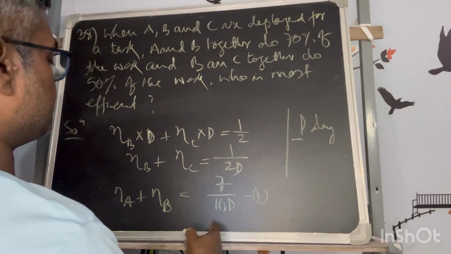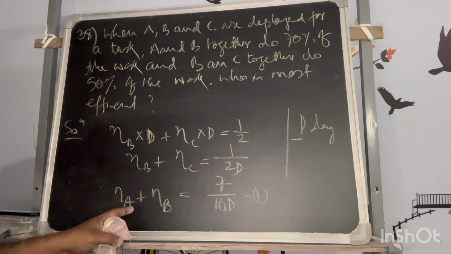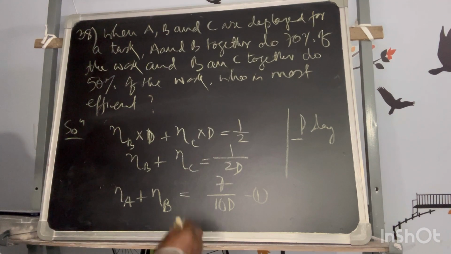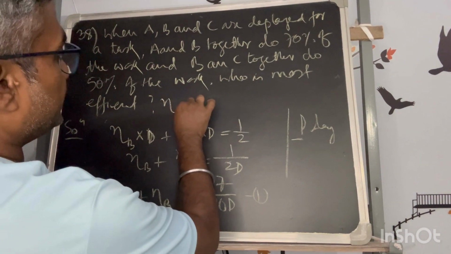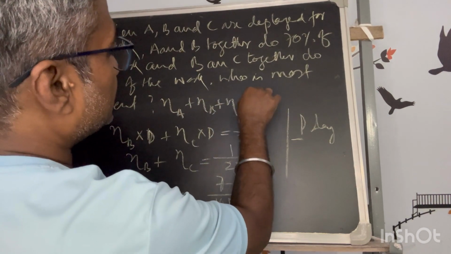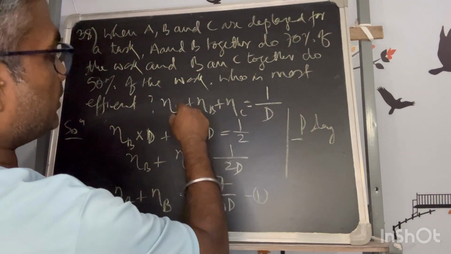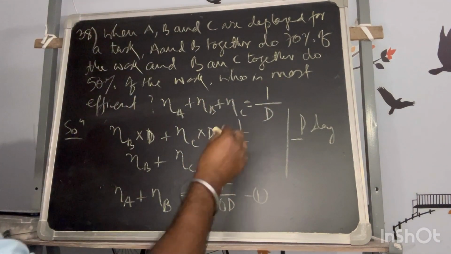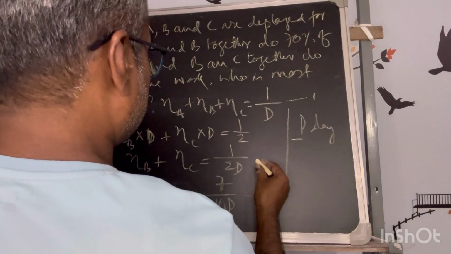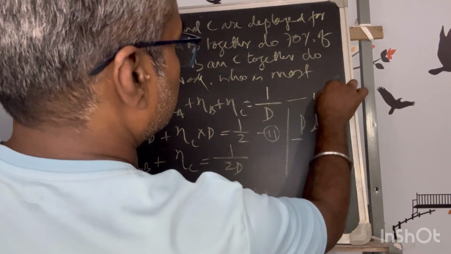So this is 7 by 2D, this is 1 by 2D. Now you have to find the value of each. Okay, and another equation: efficiency of A plus efficiency of B plus efficiency of C is 1 upon D, because all together working for D days will complete the complete job. This is the untold, but the third equation, you can say. This is second, this is third equation.